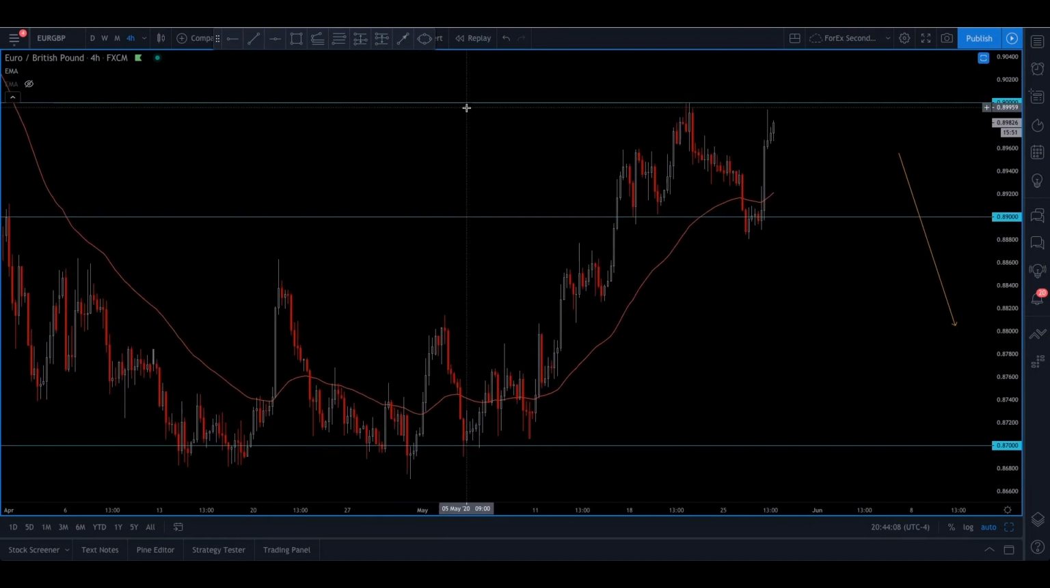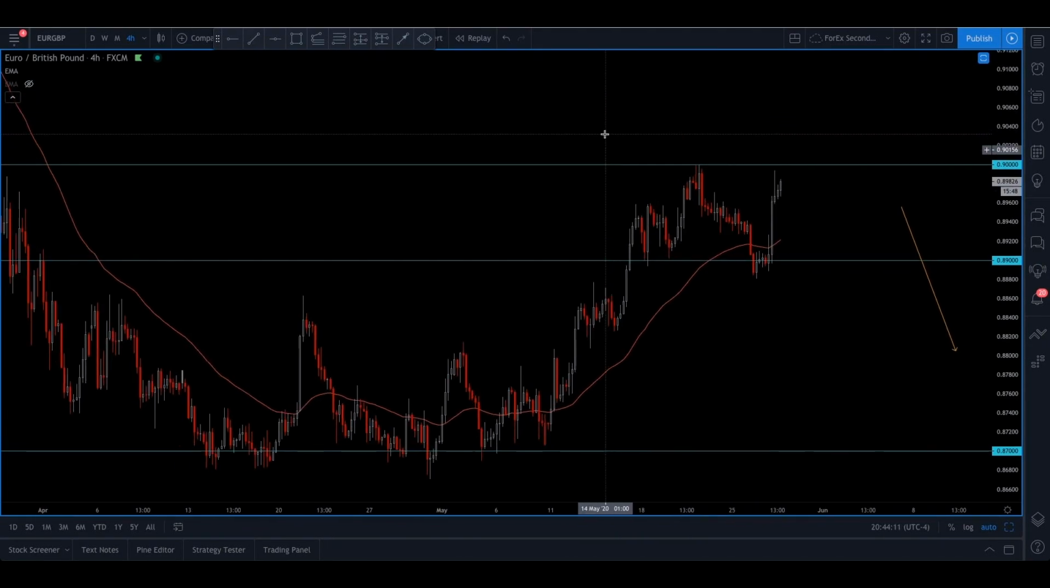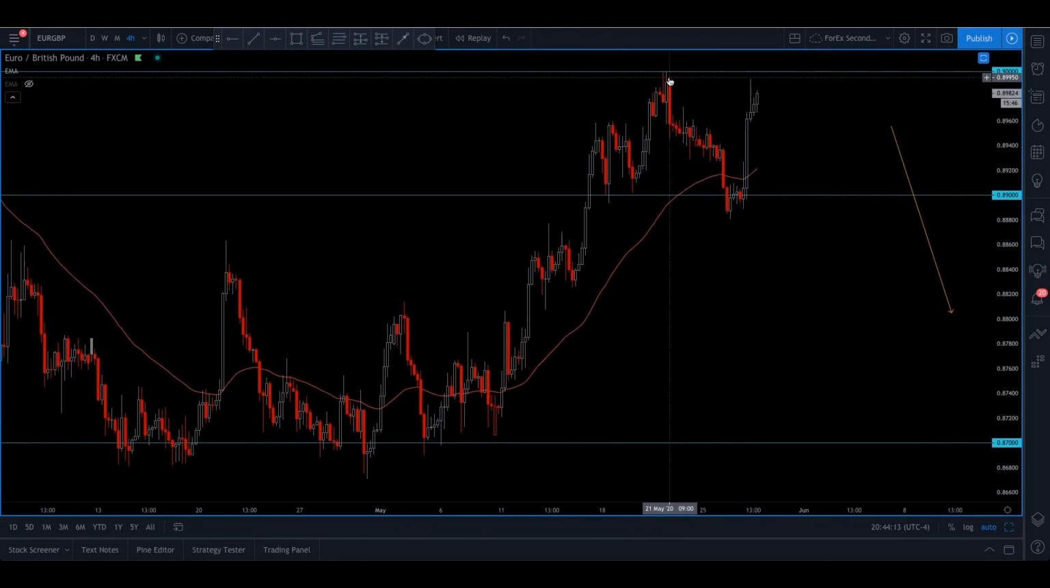But coming back to this, what we have is the 4-hour chart. So price tapped 0.9 support resistance level. We literally tapped it and then ended up falling down.